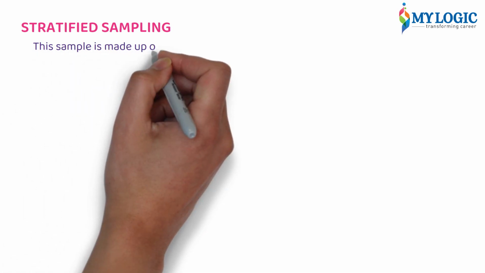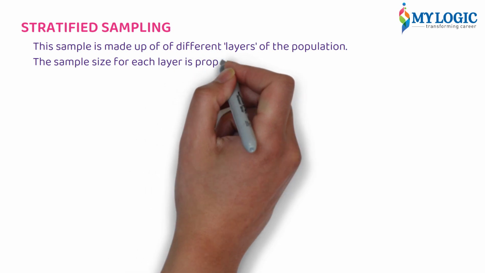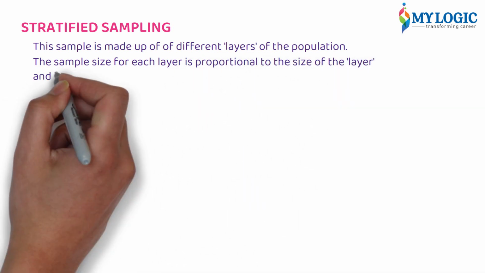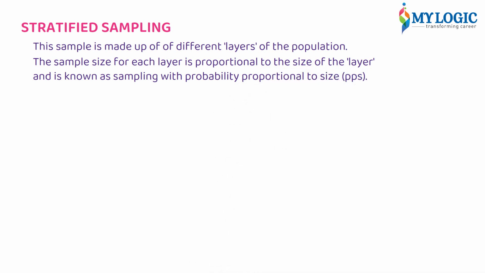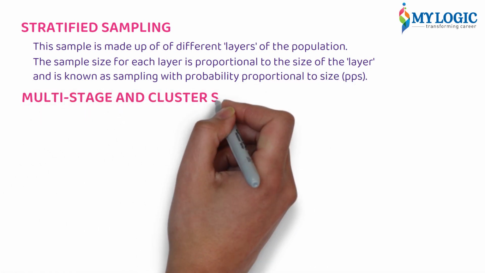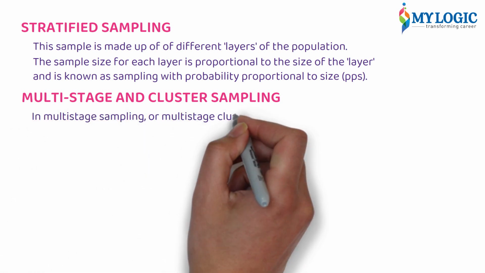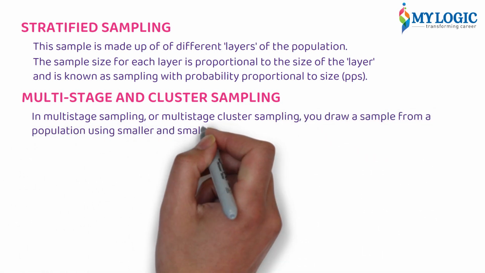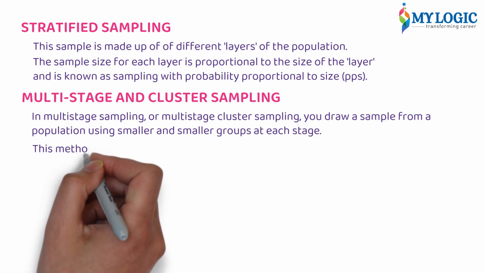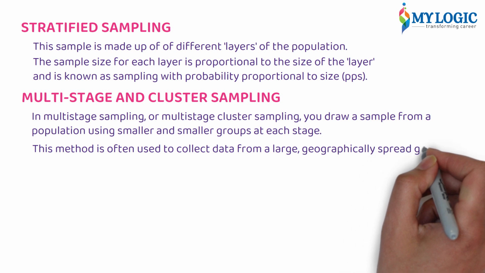Stratified sampling. This sample is made up of different layers of the population. The sample size for each layer is proportional to the size of the layer and is known as sampling with probability proportional to size, PPS. Multi-stage and cluster sampling. In multi-stage sampling or multi-stage cluster sampling, you draw a sample from a population using smaller and smaller groups at each stage. This method is often used to collect data from a large geographically spread group of people in national surveys.